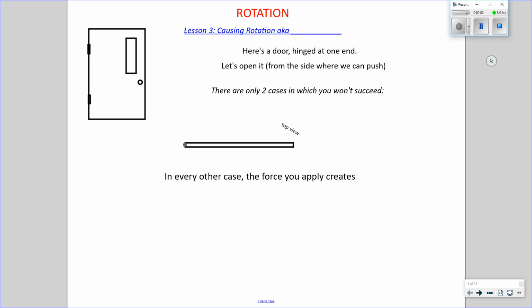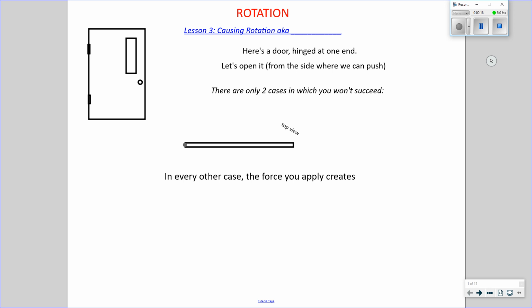Hello, physics students. This is lesson 3 in my discussion of rotation, and in particular, not just the fact that things rotate, but we're going to talk about causing rotation, aka, well, we'll get to that.